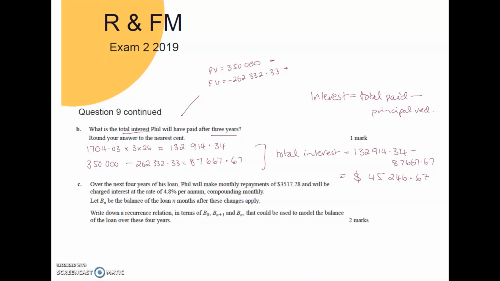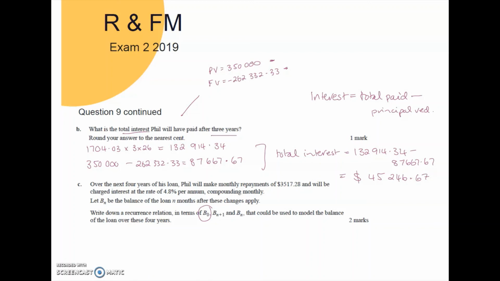Okay, and the very last question, and this is the very last section in this module last year as well. Over the next 4 years of his loan, Phil will make monthly payments of $3,517.28 and will be charged an interest rate of 4.8% per annum, compounding monthly. So let Bn be the balance of the loan and write down a recurrence relation. Okay, so we need to take all of this information we've been given here and write down a recurrence relation. So this is from the point after this 3-year period. So he starts with his initial amount of 262,000, not the original 350.